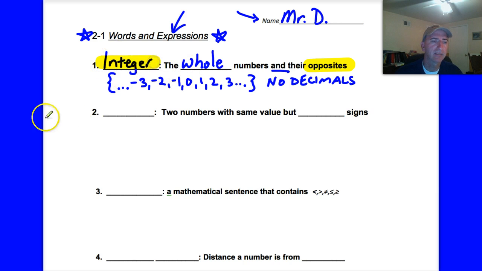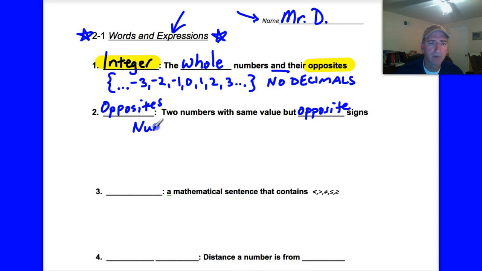If you're a highlighter type of person, highlight that word. You want to know that word. All right, number 2, the word is opposites. Okay, numbers are opposites if they have the same value, but opposite signs. Okay, 2 numbers with the same value and opposite signs.